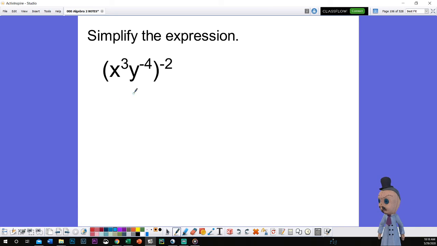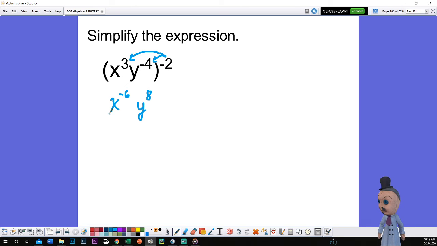Alright, it looks like you're about finished here. So for this one, they are both inside the parentheses. So this time we're going to distribute to both of them. So this gives me x to the negative 6, y to the positive 8.